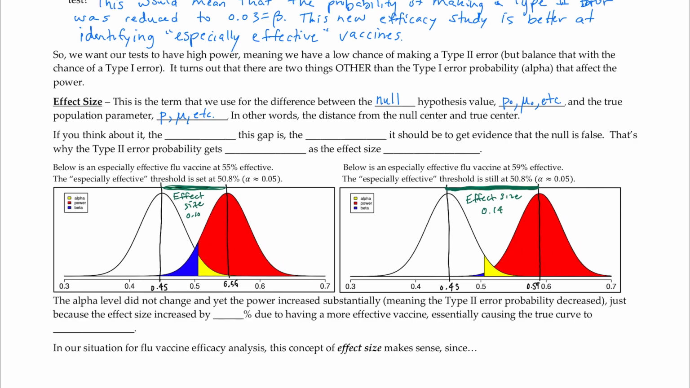So if you think about it, the larger this gap is, the easier it should be to get evidence that the null is false. So a larger effect size should make it easier for us to correctly reject the null. So that's why the type 2 error probability gets smaller as the effect size increases.